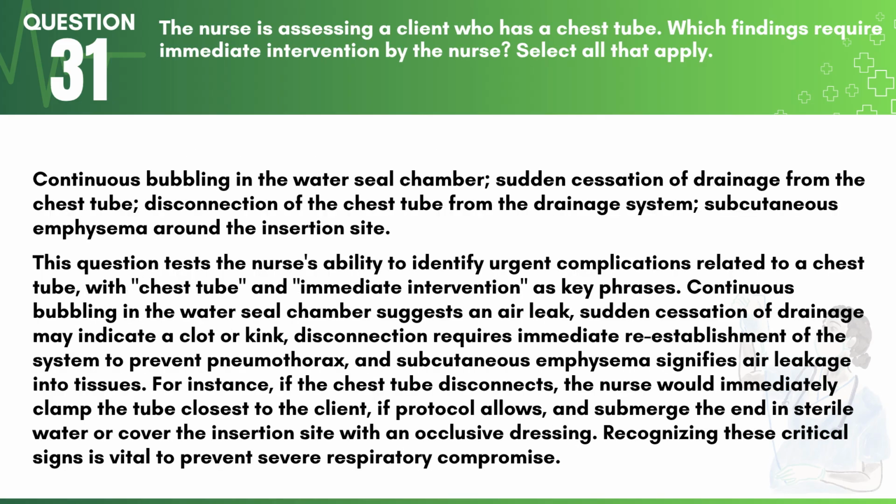Answer. Continuous bubbling in the water seal chamber, sudden cessation of drainage from the chest tube, disconnection of the chest tube from the drainage system, subcutaneous emphysema around the insertion site. This question tests the nurse's ability to identify urgent complications related to a chest tube, with chest tube and immediate intervention as key phrases. Continuous bubbling in the water seal chamber suggests an air leak. Sudden cessation of drainage may indicate a clot or kink. Disconnection requires immediate re-establishment of the system to prevent pneumothorax, and subcutaneous emphysema signifies air leakage into tissues.